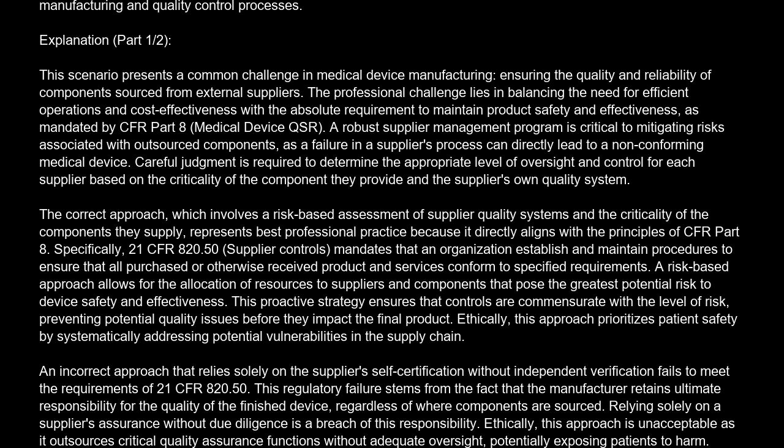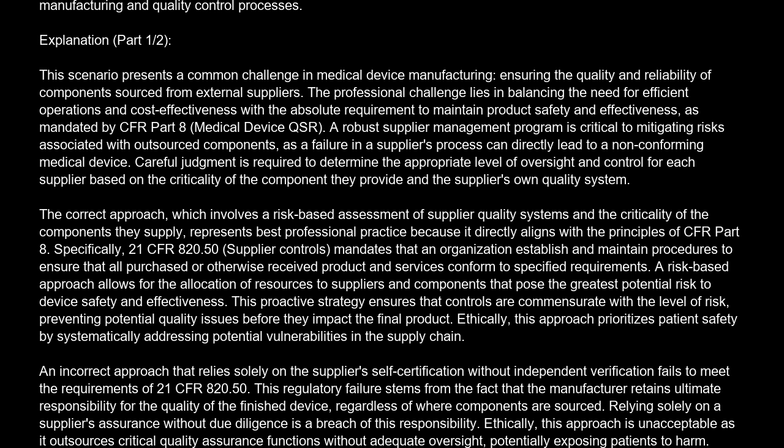An incorrect approach that relies solely on the supplier's self-certification without independent verification fails to meet the requirements of 21 CFR 820.50. This regulatory failure stems from the fact that the manufacturer retains ultimate responsibility for the quality of the finished device, regardless of where components are sourced. Relying solely on a supplier's assurance without due diligence is a breach of this responsibility. Ethically, this approach is unacceptable as it outsources critical quality assurance functions without adequate oversight, potentially exposing patients to harm.